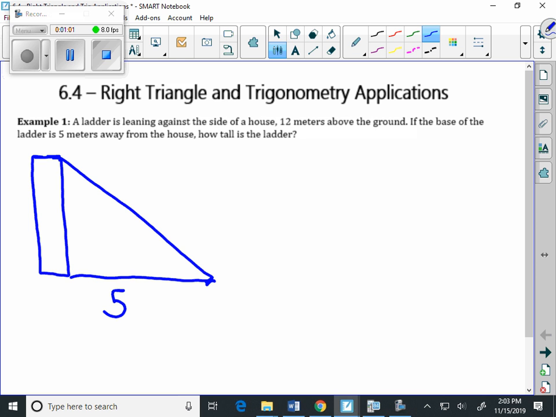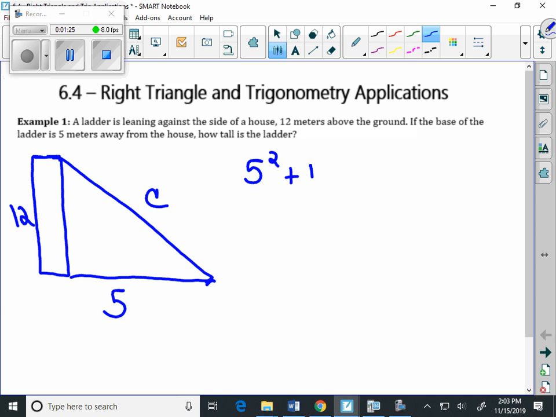a ladder is leaning against the side of the house that's 12 meters high, what we want to know is how tall is the ladder. So I'm going to call this missing side C, and we don't even need to do trigonometry on this. We're just going to use our Pythagorean theorem.